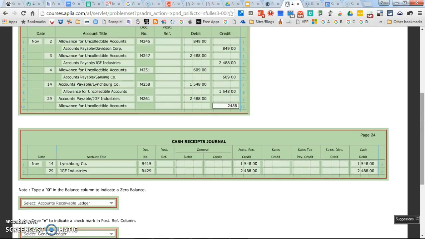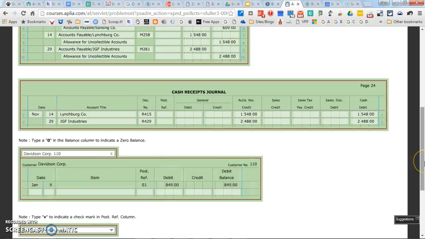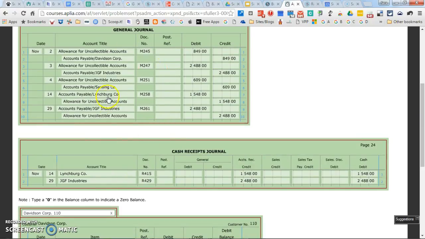Okay, so then our next instruction is to post each account in our accounts receivable ledger. So we'll just do the drop down similar to yesterday and just look at each company that we have. So for Davidson Corporation then, we're just getting all of our information from up here. So here we have Davidson Corporation.